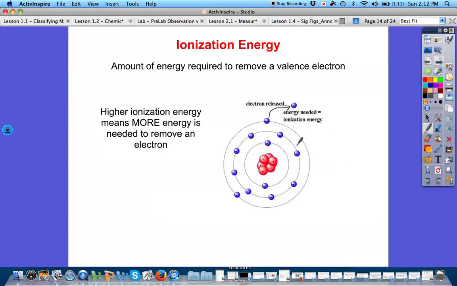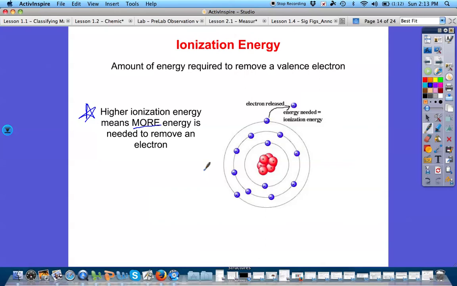Ionization energy is defined by the amount of energy required to remove a valence electron. The higher the ionization energy is, this means more energy is needed to remove an electron. So our metals, we said, often lose electrons. They're going to have a lower ionization energy. And then our non-metals tend to gain electrons. So they're going to have a higher ionization energy because they're not going to give up their valence electrons that easily.